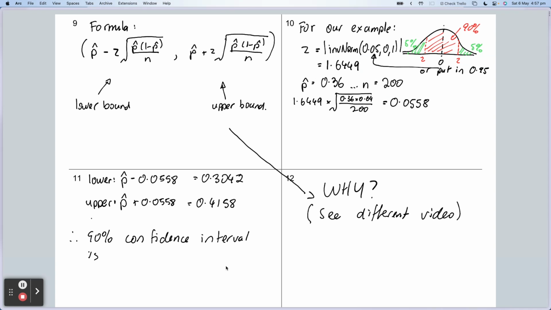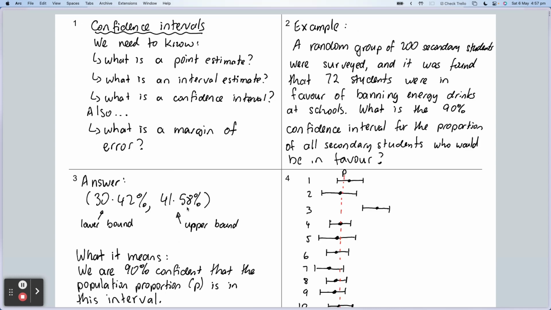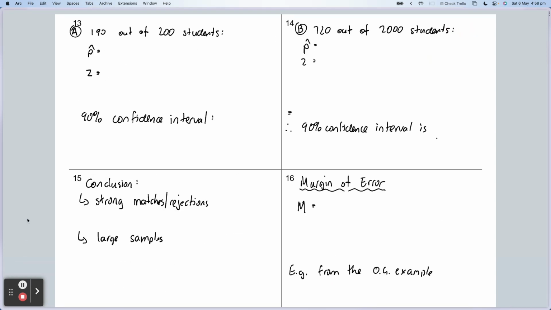And so what does that give us? A 90% confidence interval of, I can write it as a decimal, 0.3042, 0.4158, or I can write it as a percentage, 30.42% to 41.58%. And that is my confidence interval, and you can see that that matches what I gave you in the first slide, 30.42 to 41.58. So that is how we work out a confidence interval. I could stop the video there, and that's basically it.